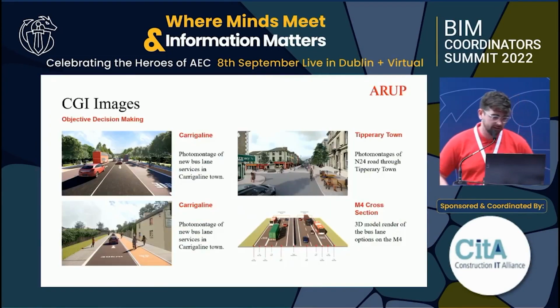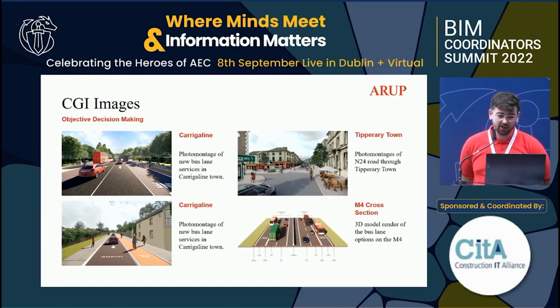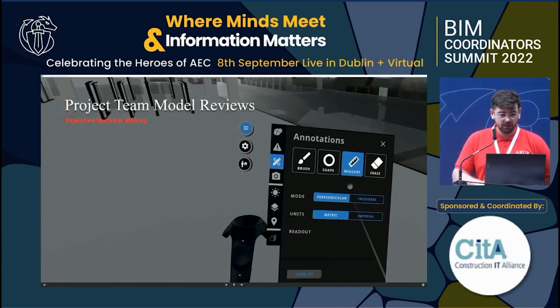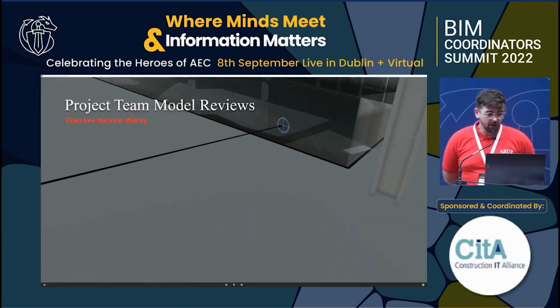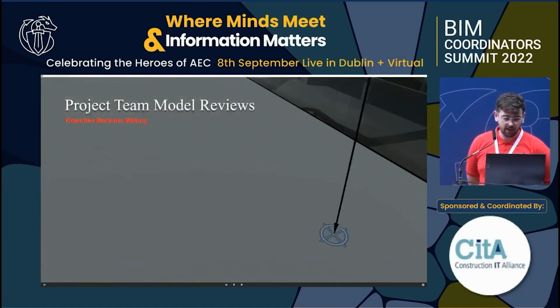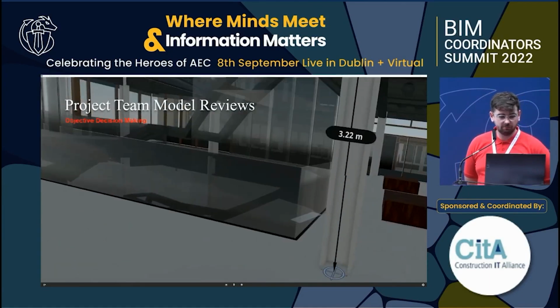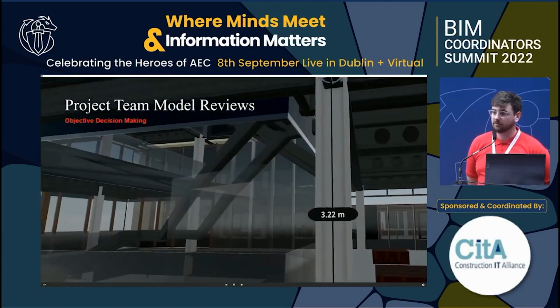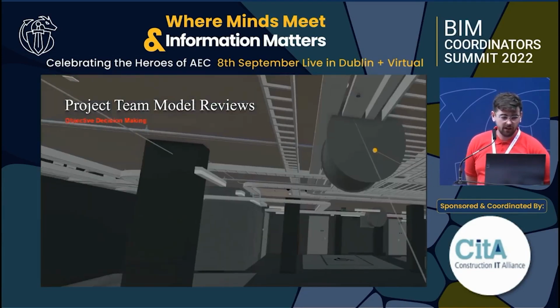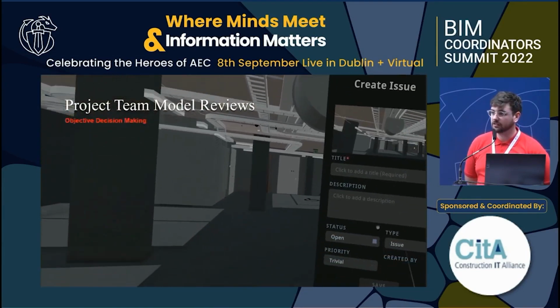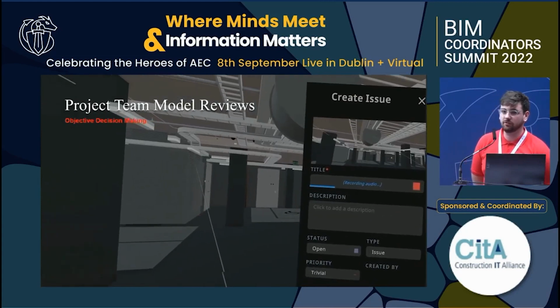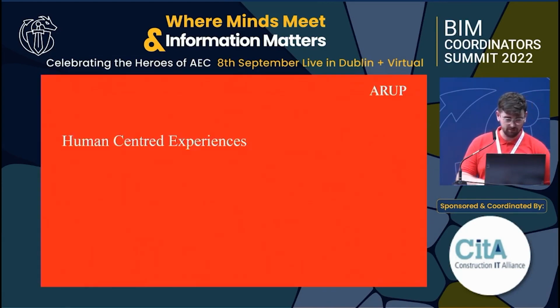And then next is the CGI images. So we did a few of these as well, kind of 2D images for our reports and documents. These are for Carrigaline and Tipperary, and then as well for a crossway section. And then also within the Hive metaverse, we can use measuring tools as well as tagging different objects for clash detections, and giving these to the engineers so they can review various locations.